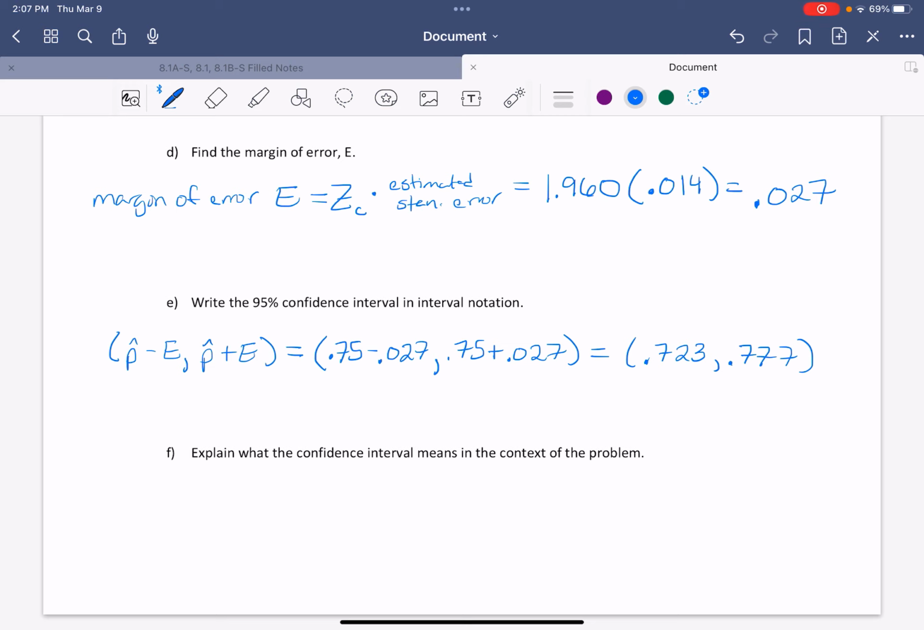All right, guys. Let's continue to part F. Any questions here so far? Okay, part F. Explain the confidence interval. Explain what the confidence interval means in the context of the problem. All right, so we are 95% confident that the proportion of pet dog owners.